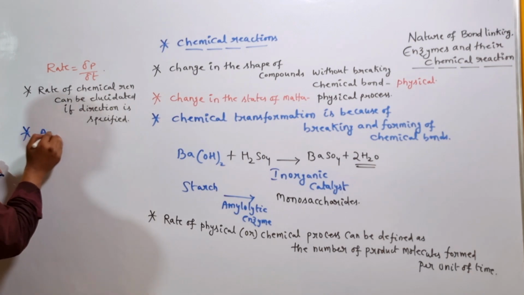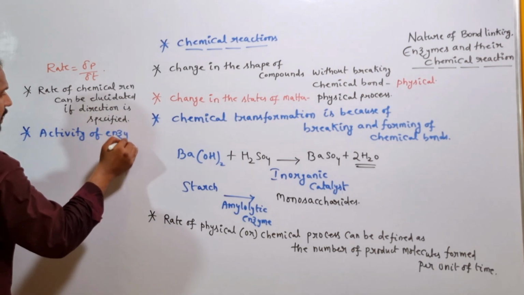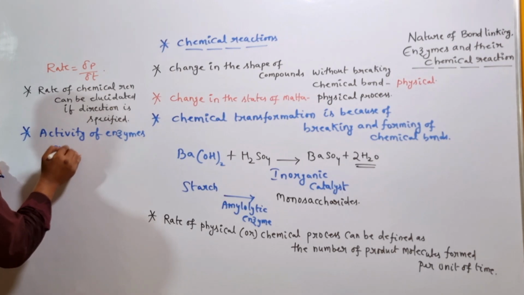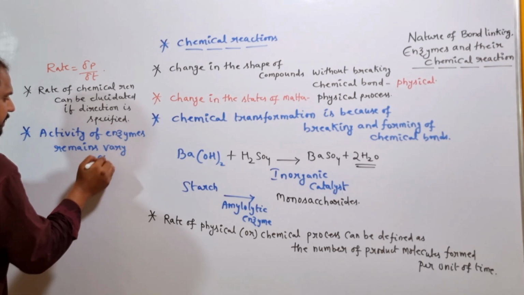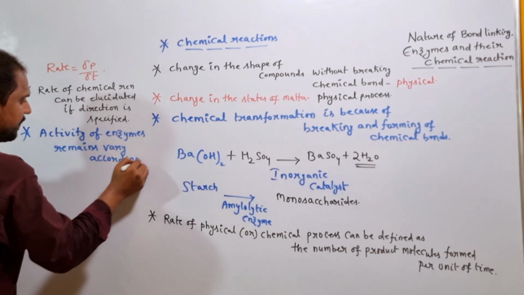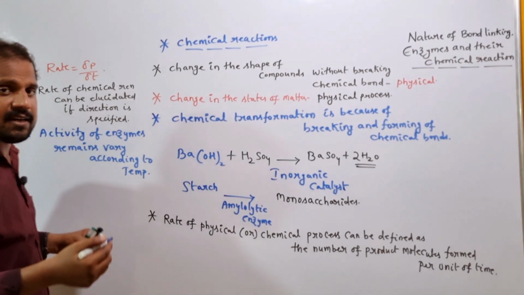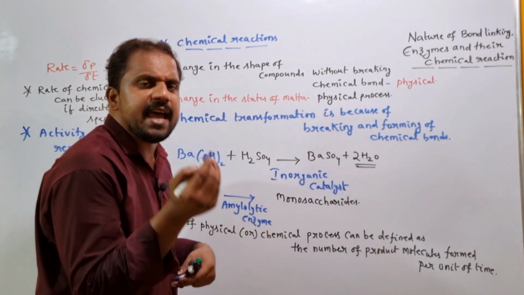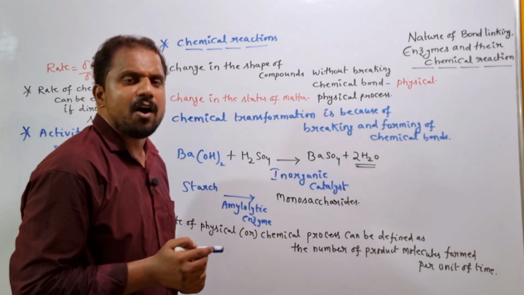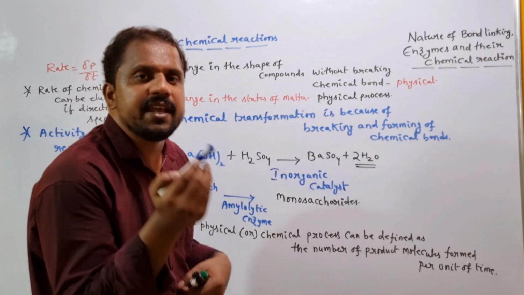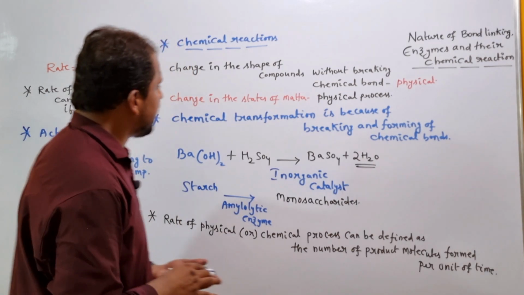Then we need to understand one more key point. The activity of enzymes varies according to temperature. That means for every increase or decrease of 10 degrees Celsius to 20 degrees Celsius, the activity of enzyme varies. Is it clear? And here we need to understand how enzymes play an important role in increasing the number of product molecules in one particular reaction. Is it clear? So let me arrange the things here.